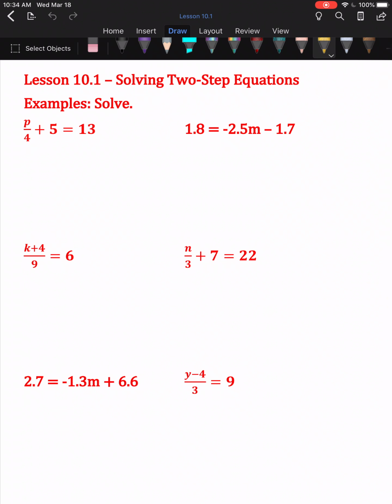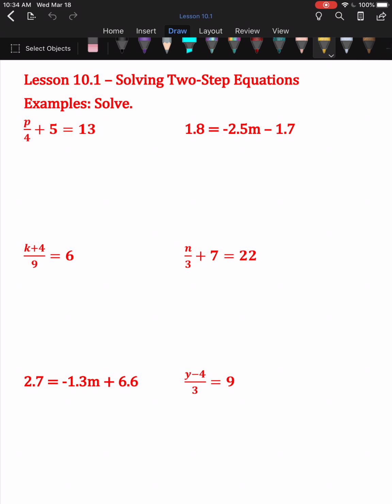In Chapter 10, we are going to work on solving equations that have a lot more things going on than just add, subtract, multiply, or divide to solve. So you can see we're going to start with two-step equations. We've already come across these a couple times this year.